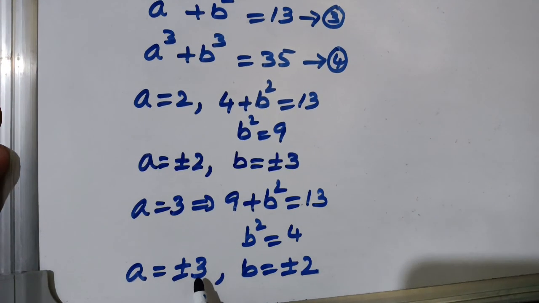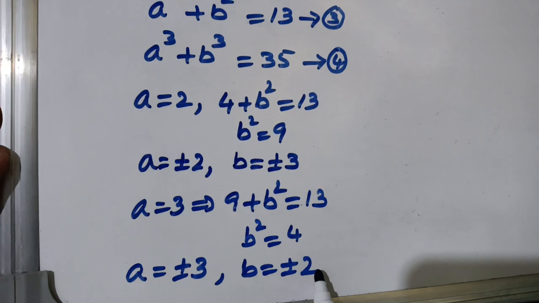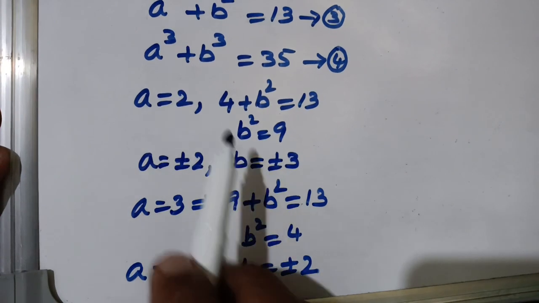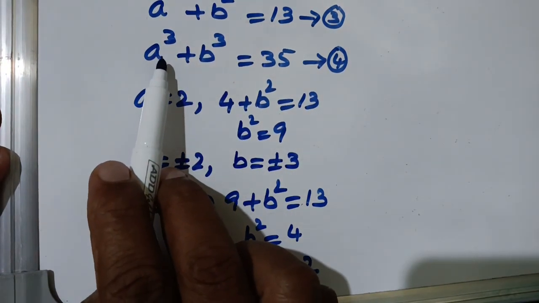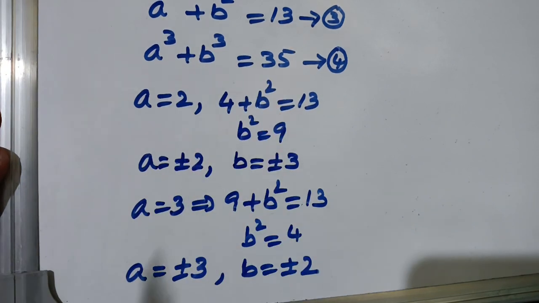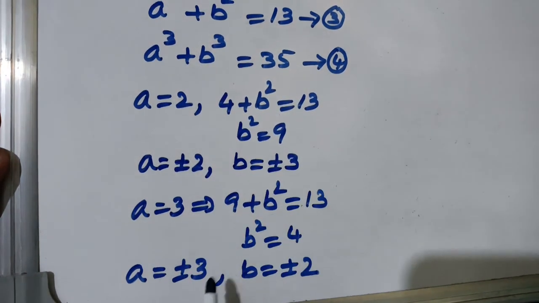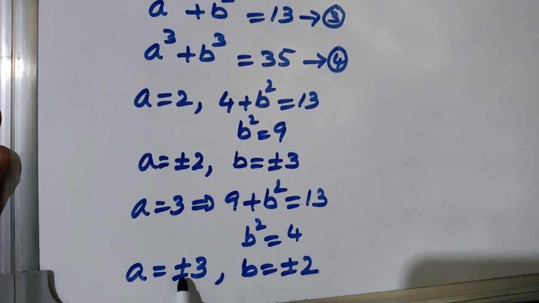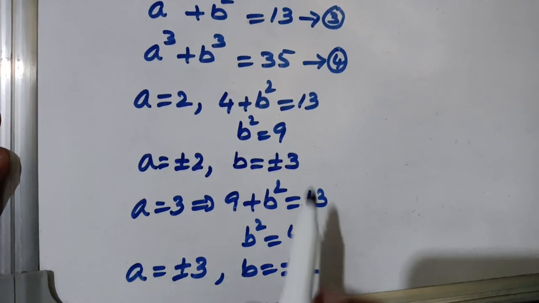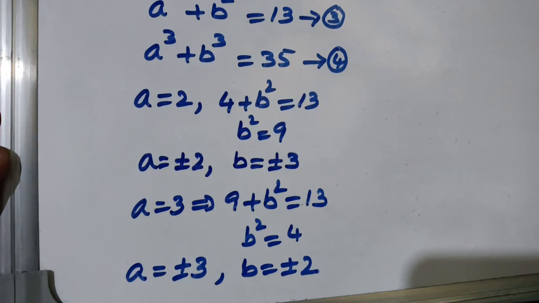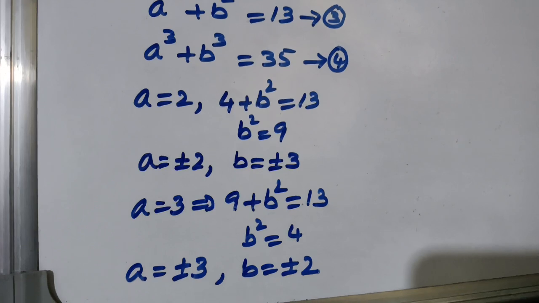And in the same way, a is equal to 3 and b is equal to 2, both positive values, if substituted here, the right hand side 35 is obtained, that is 3 cube 27, 2 cube 8, 27 plus 8 is 35. Similar is the case. It appears that minus 3 and minus 2 does not satisfy it. Okay, whatever it may be, now we can go for the values of x and y.